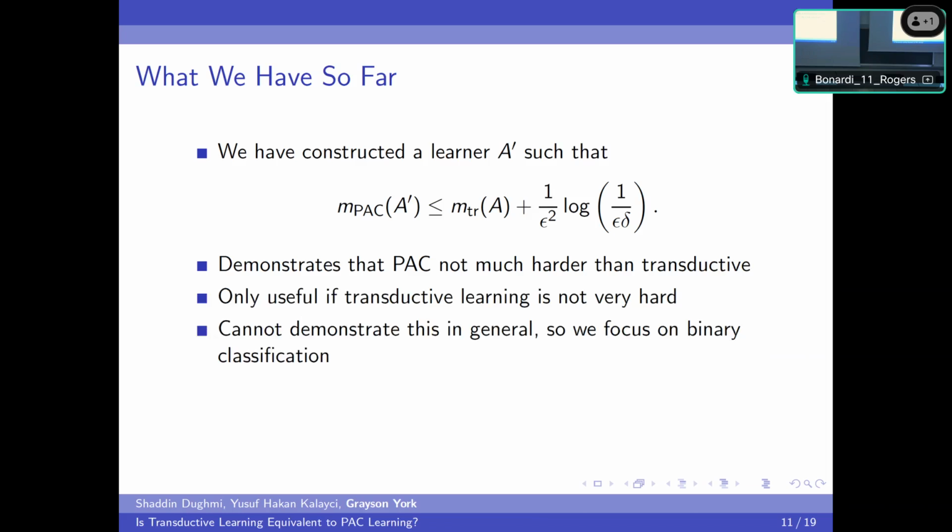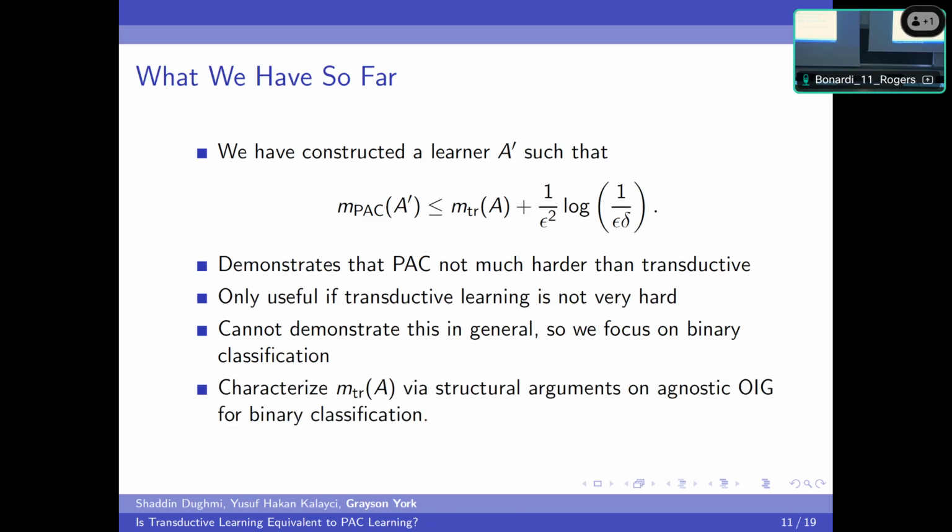If PAC learning is no harder than transductive learning, that's kind of no good if transductive learning is hard on its own. So now, we're not able to demonstrate that this M-transductive term is small in general, but we're going to look at the specific setting of binary classification and show that transductive error is not too large when we restrict our attention there. In order to do that, we're going to look at this transductive error, and we're going to characterize it precisely using structural arguments on the agnostic one-inclusion graph for binary classification.